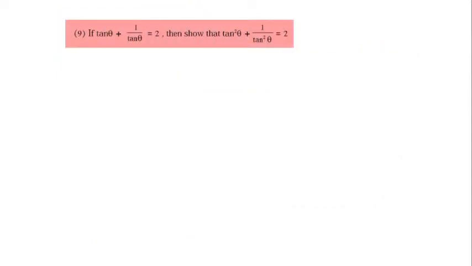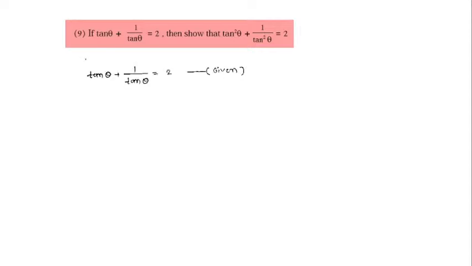So this is a very interesting question. If tan theta plus 1 by tan theta is equal to 2, then show that tan square theta plus 1 by tan square theta is equal to 2. But we may wonder that as tan theta plus 1 by tan theta is equal to 2, how can it be possible that if we make a square and add these two, we get the same result? So that is what we are going to prove in this question.